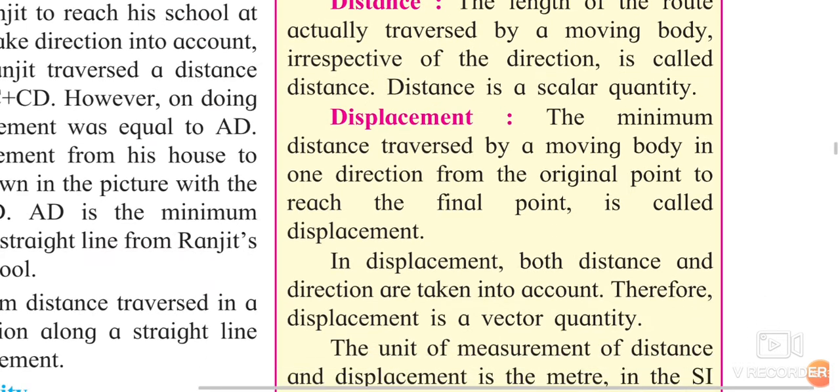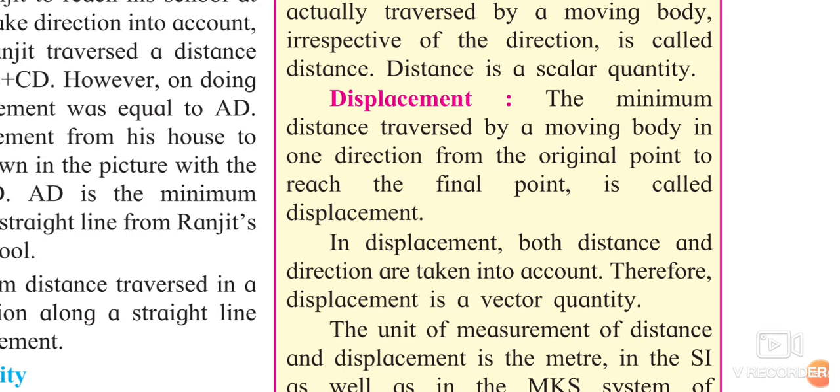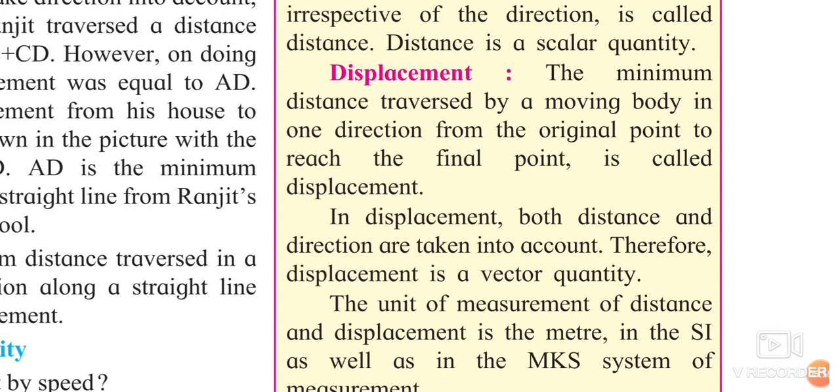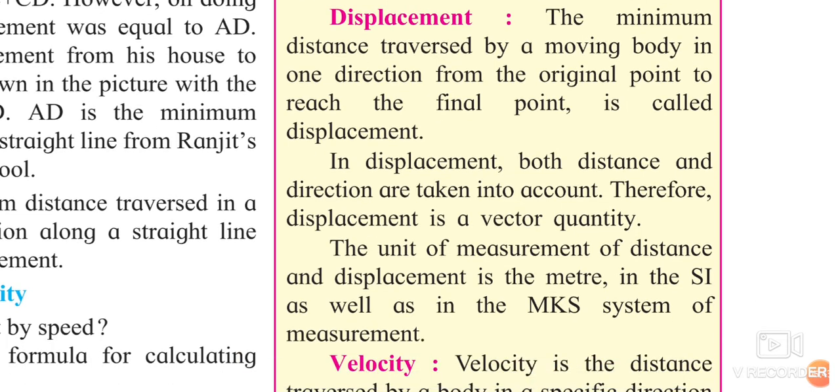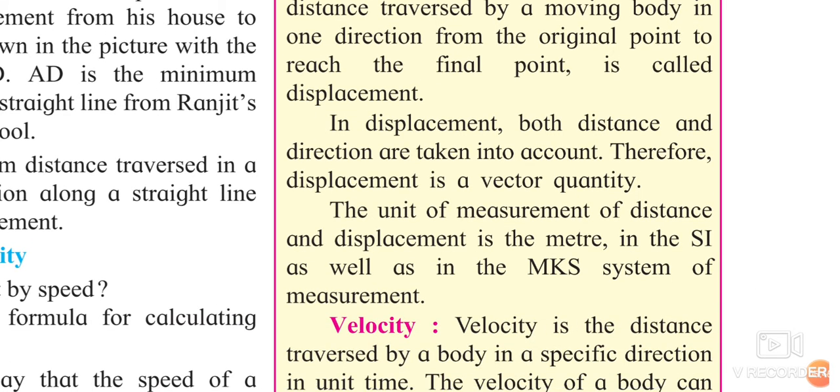And displacement is what? The minimum distance. This word is very important. The minimum distance traveled by a moving object in one direction from the original point to reach the final point is called displacement. Therefore displacement requires direction, which is the major thing over here, and it also consists of magnitude. That's why it is a vector quantity. The unit of measurement of distance and displacement is the same: meter, in SI as well as in the MKS system. MKS means meter, kilogram and seconds, which we already know.